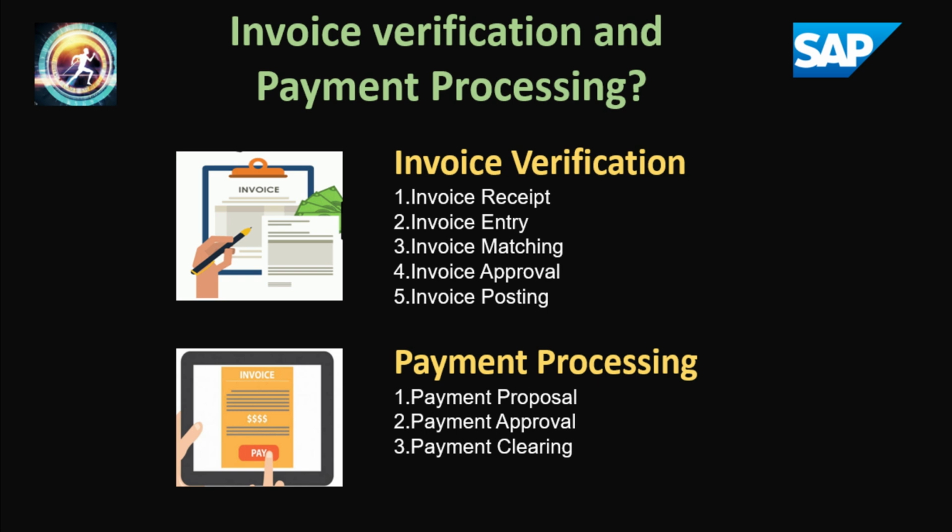Once the invoice verification is done, now the payment has to be processed and sent to the vendor or the supplier. So there are three stages in the payment processing. First one is the payment proposal. So here what happens is vendor and the company will have a contractual obligation. So from the day of goods receipt, when is the last due date to send the payment. So based on that contractual obligation, they will set up a payment proposal.